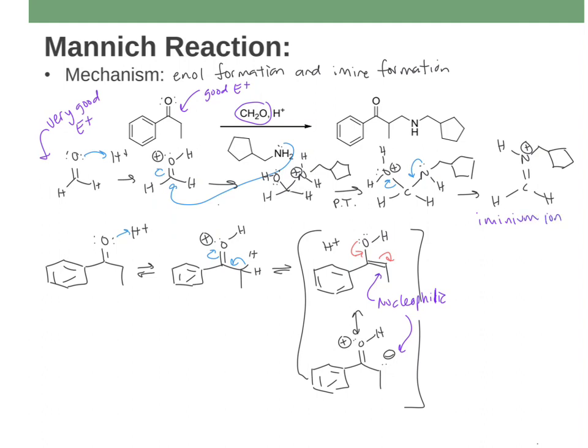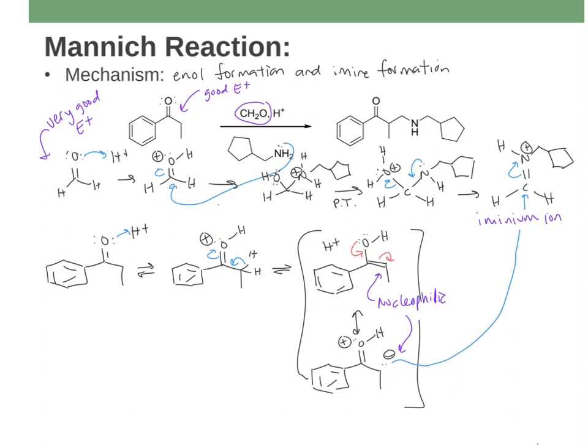My iminium ion is electrophilic at that carbon. And so what we see is that the negative charge then attacks that carbon, kicks the electrons back up into the nitrogen to make it neutral, and then we've basically got our product. We're one step away from our product.